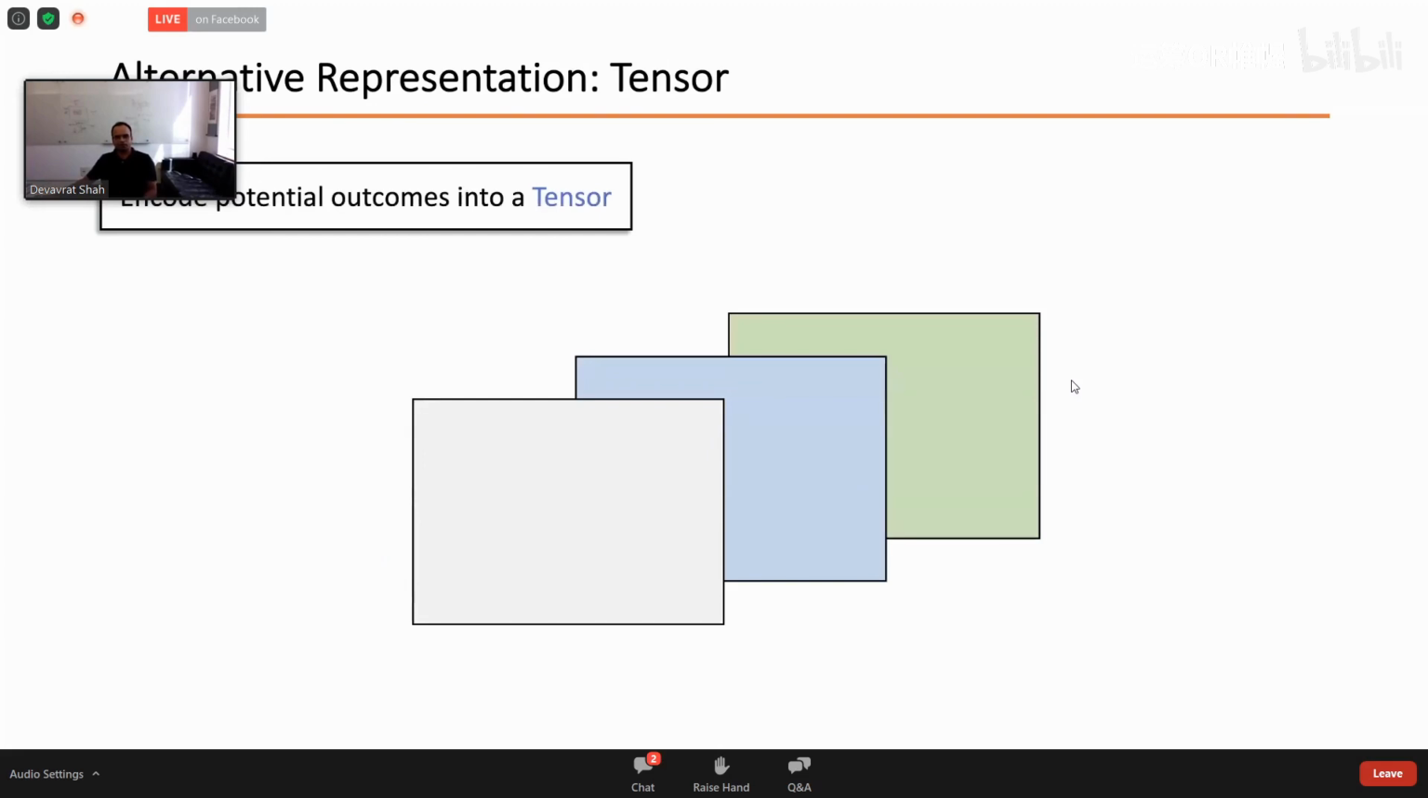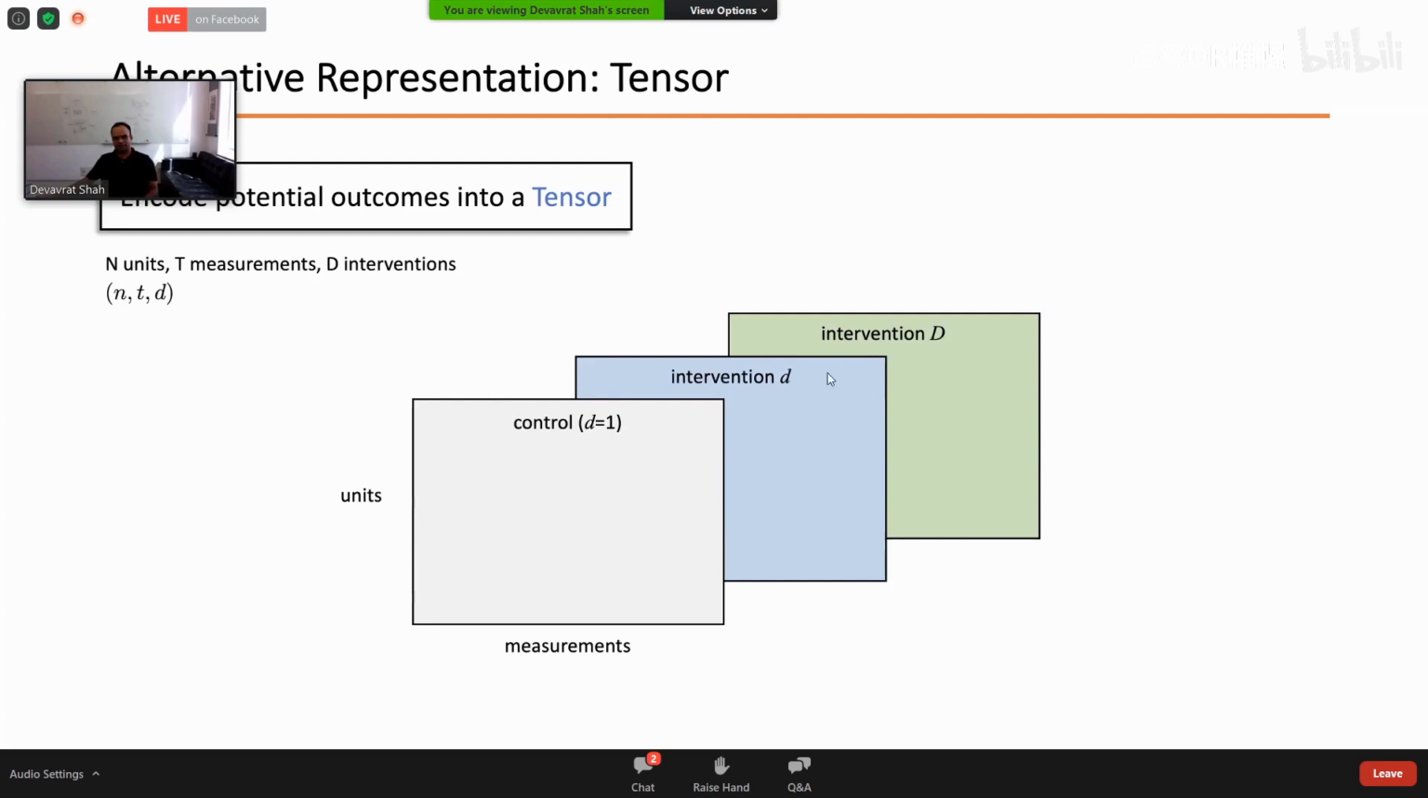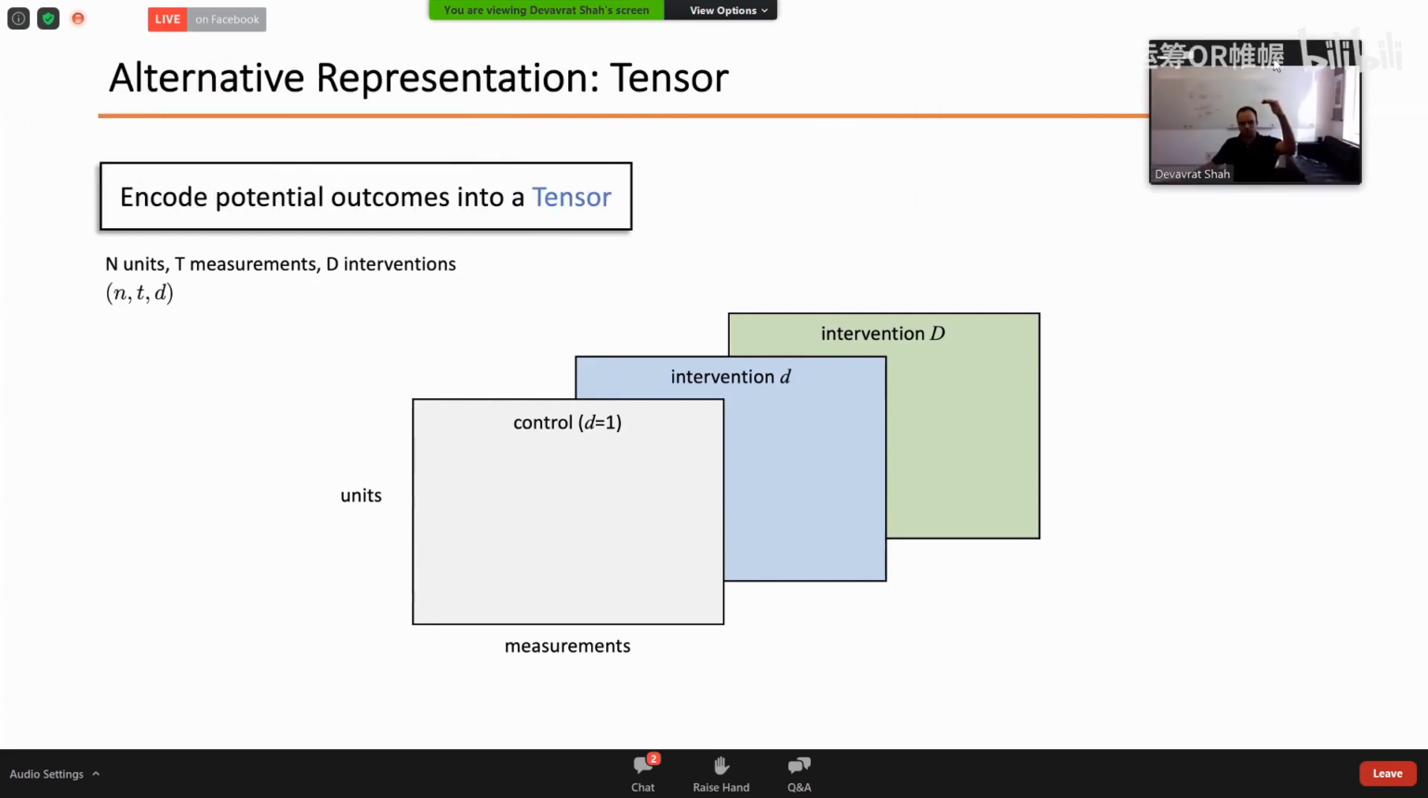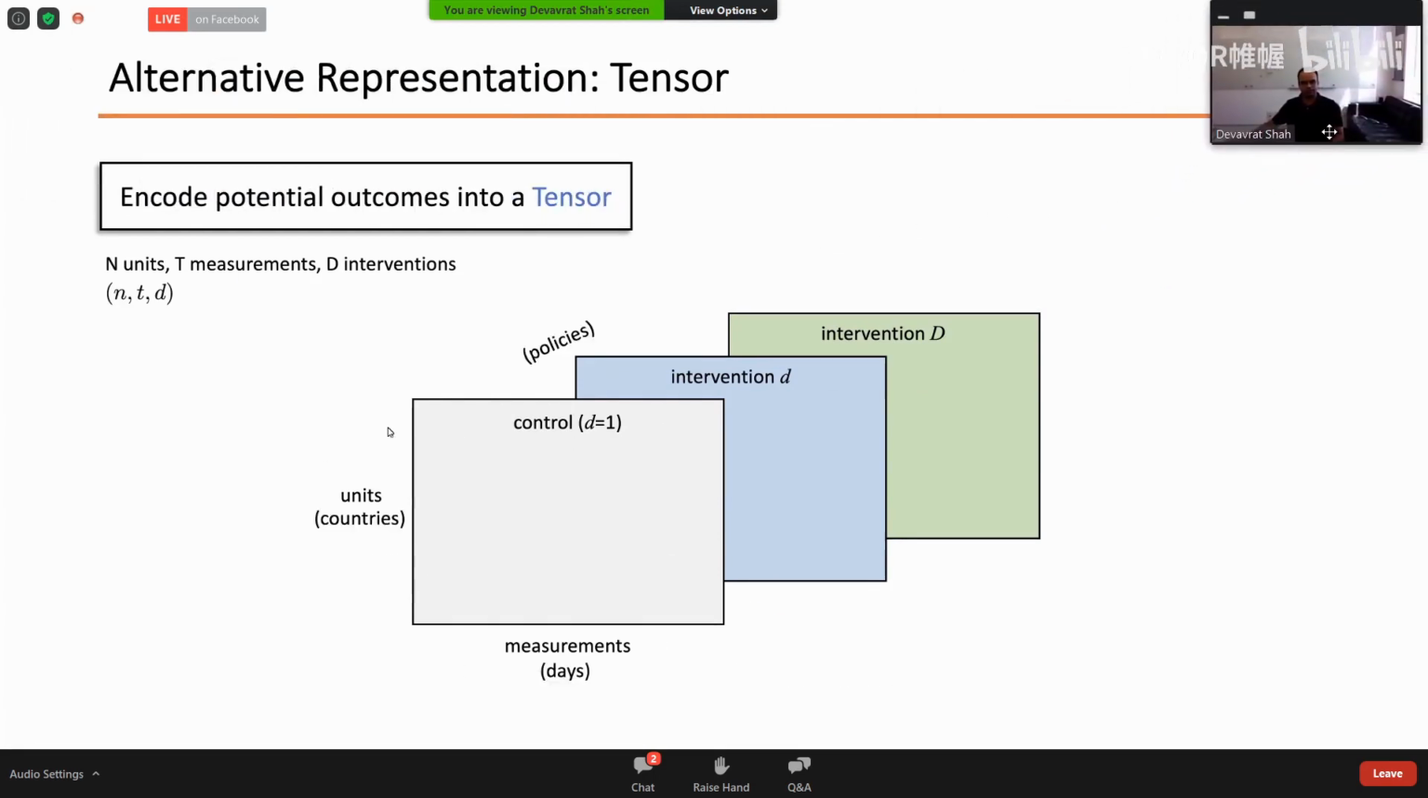Okay. What we'll do is encode potential outcomes through tensors. In particular, here is a 3-ordered tensor that I'm representing. There's a notion of units, let's say countries. These are the countries in our case. Different slices here represent different types of policies, say low mobility restriction, medium, and high. And then columns here represent measurements over days.